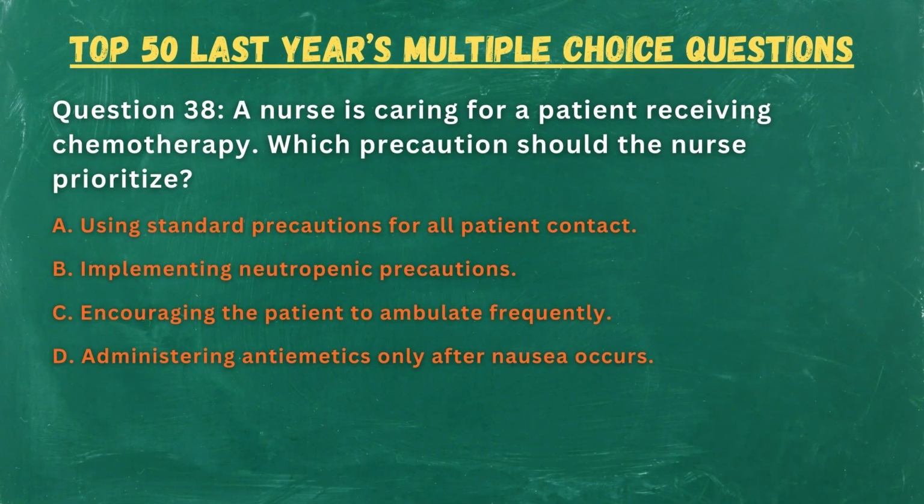Question 38. A nurse is caring for a patient receiving chemotherapy. Which precaution should the nurse prioritize? A. Using standard precautions for all patient contact. B. Implementing neutropenic precautions. C. Encouraging the patient to ambulate frequently. D. Administering antiemetics only after nausea occurs.